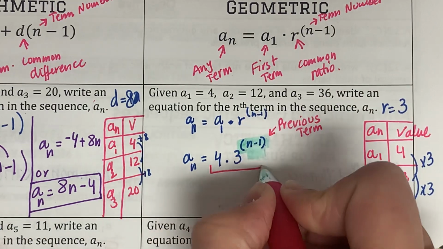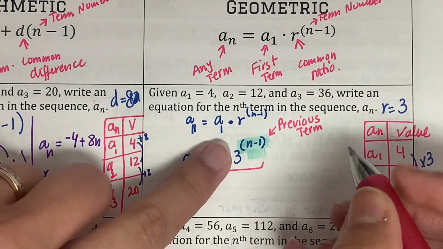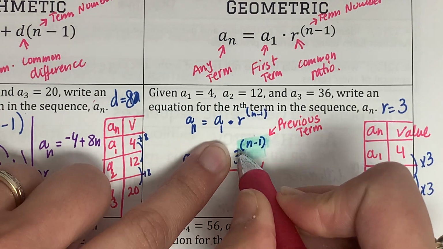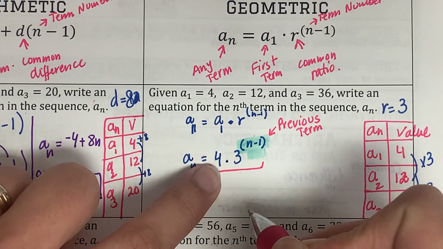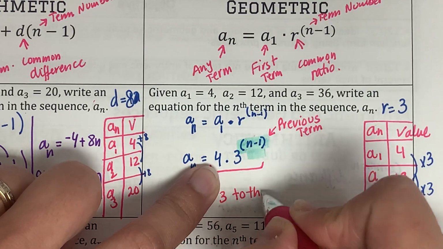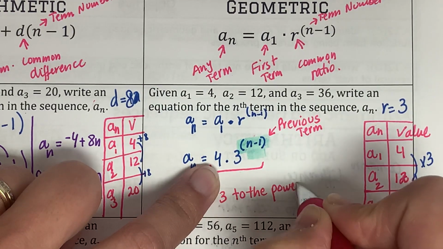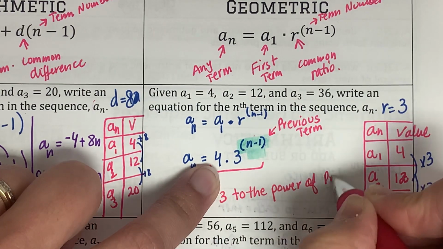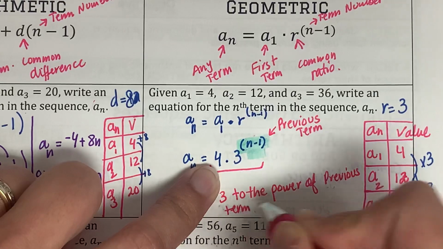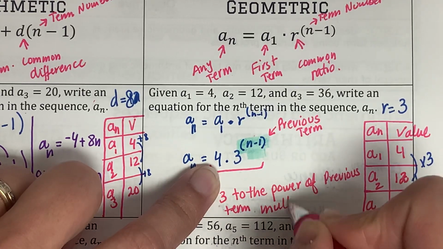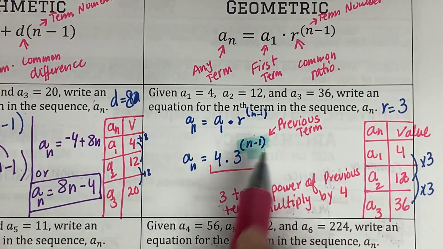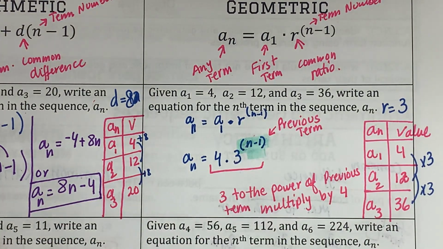So if I have to describe this whole thing, I would say as previous term, 3 to the power of previous term multiplied by 4. And that's it.